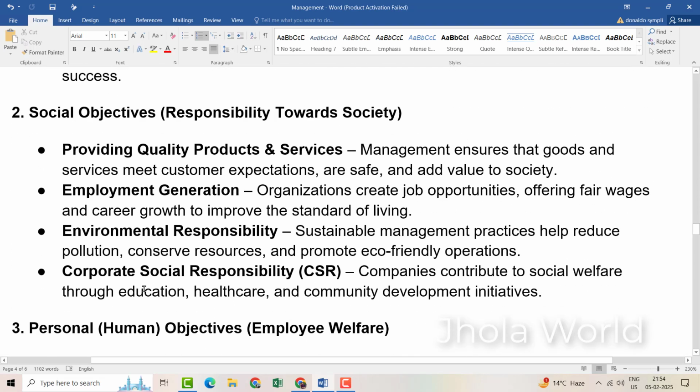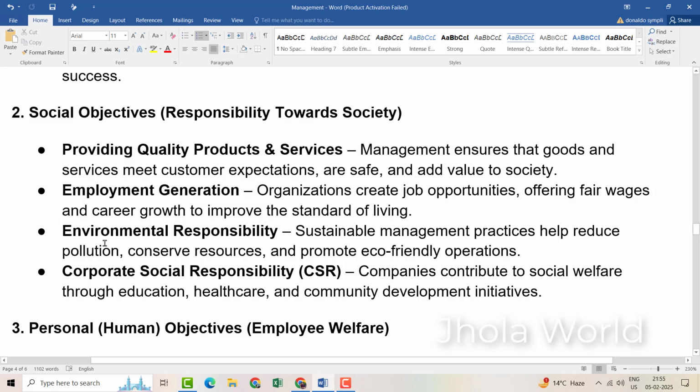Then we have social objectives, that is towards the society, providing quality products and services. Of course, the people of a country, they deserve quality products. So management has a social responsibility that they provide them proper goods and services which are quality in nature at a best price. Second objective is employment generation. The management has to generate employment. People are expecting that wherever the company or business is working, the people of that area especially expect that employment will be generated for the local youth especially.